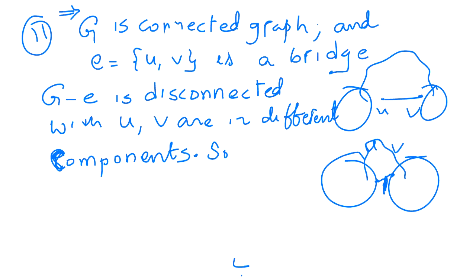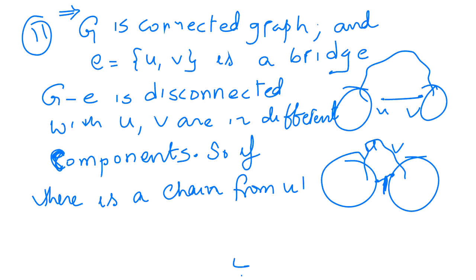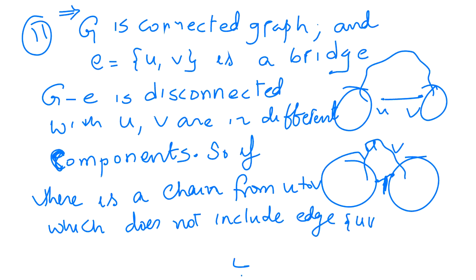So if there is a chain, my handwriting is not so great in this case because this whiteboard is not responding very well today. So if there is a chain from U to V which does not include the edge UV, then G minus E is still connected.